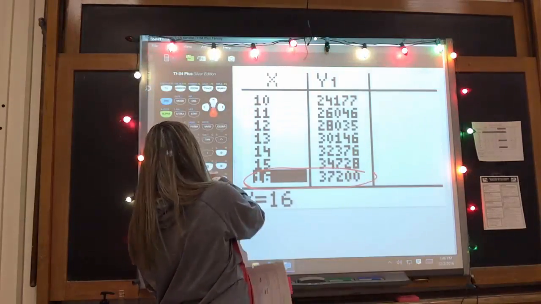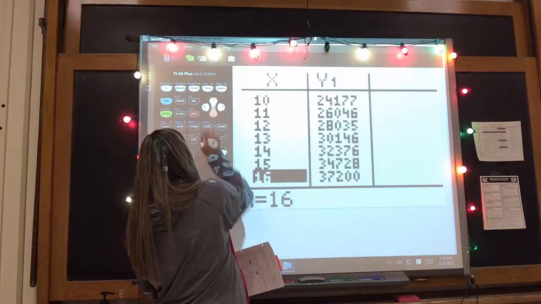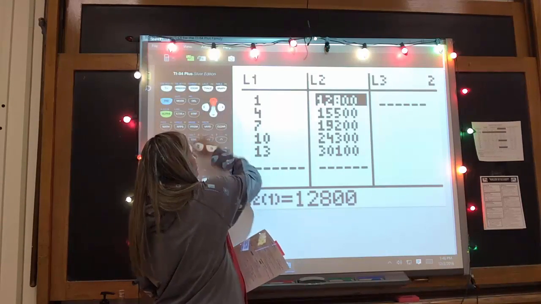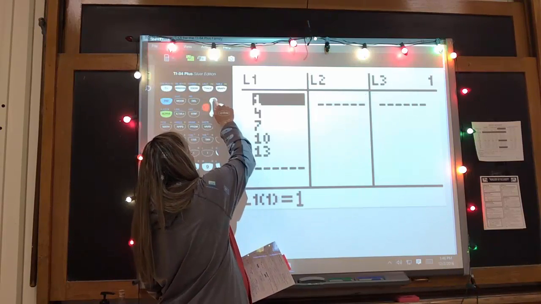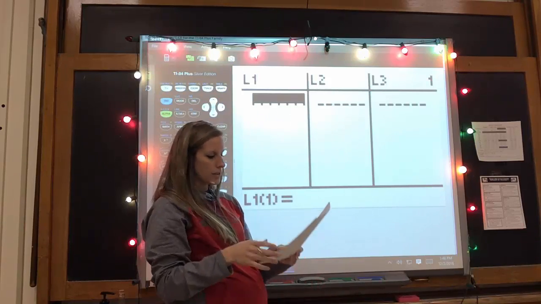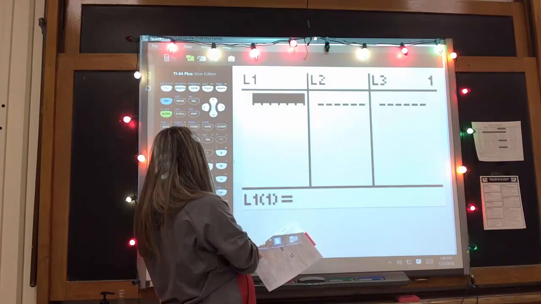So on your calculator, go to Stat, Edit. If you have numbers in your list, go ahead and clear your list. So go up to L1 and L2 and press Clear and then Enter. And it'll clear those lists for you. So we're putting in the distance for our X.